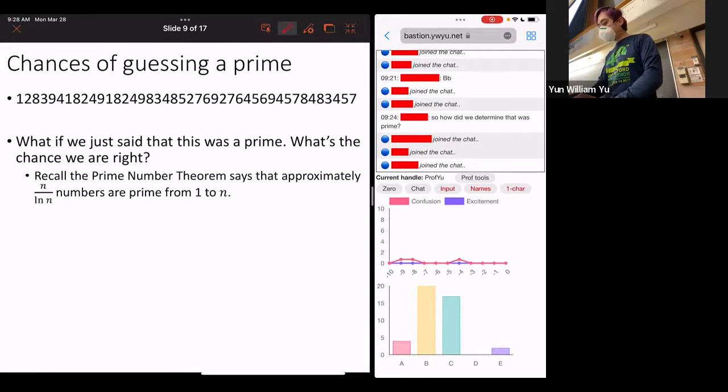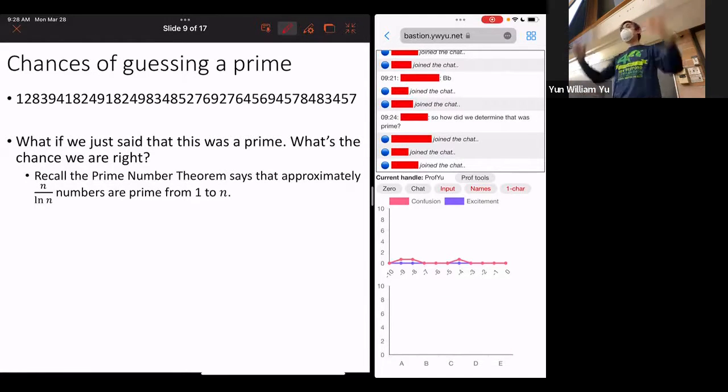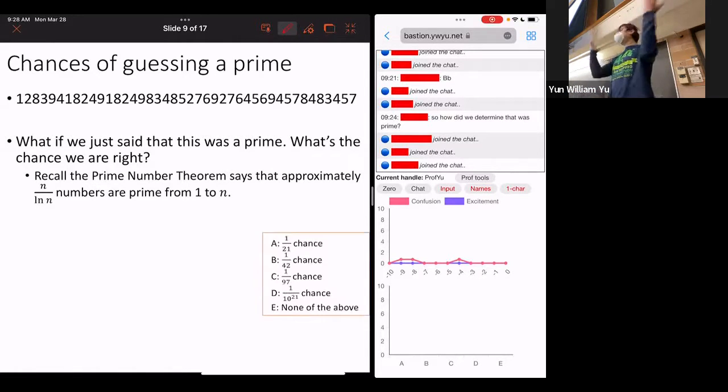Recall that the prime number theorem says that approximately n over log n numbers are prime from 1 to n. So if I guess one big number, what's the chance that I guess a prime number? I'll have you all try to figure that out. You may need to use a calculator, but what's the chance that this big number is prime, just from knowing the prime number theorem about how often numbers are prime? And as a reminder, this is about 10 to the 42.